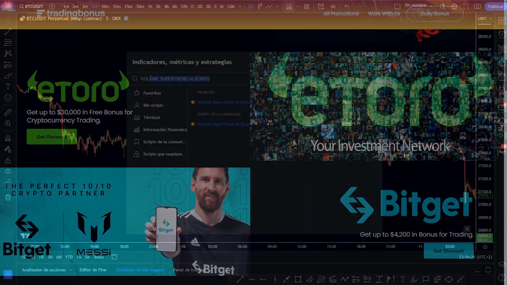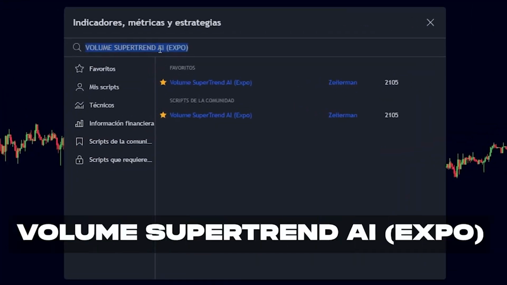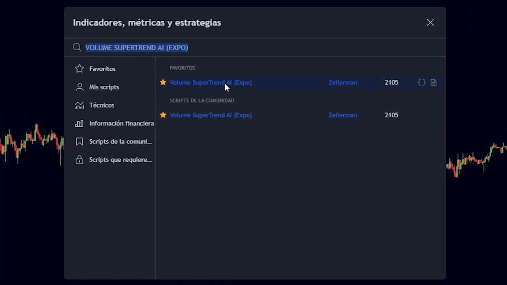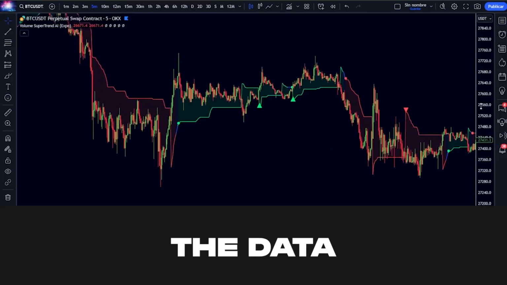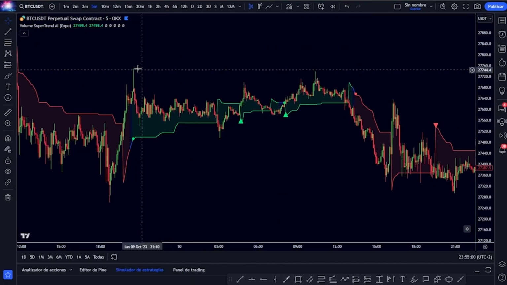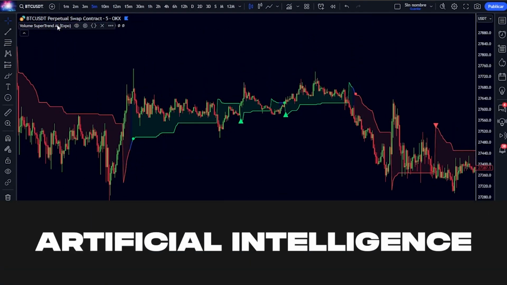The first of them is called Volume Supertrend AI, with that extra artificial intelligence to collect and improve the data that we are seeing in the market. Basically, it is a super trend supported with artificial intelligence.